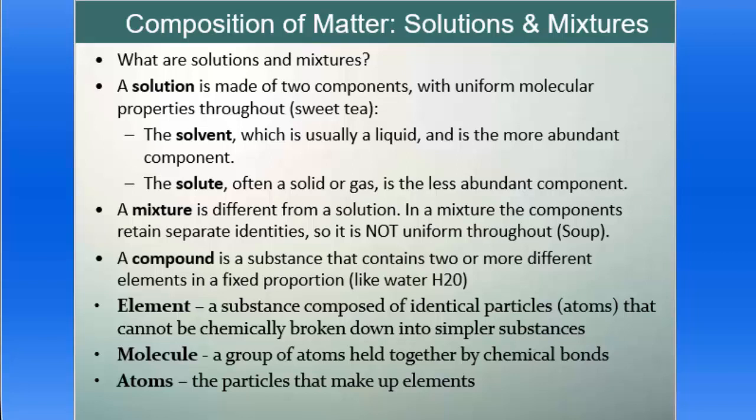A compound is a substance that contains two or more different elements in a very fixed proportion, like H2O. We have two hydrogen atoms, one oxygen atom, very specific proportions, two different elements making up a compound. An element then is a substance composed of identical particles, all the same atoms. So oxygen is all oxygen atoms, and those atoms cannot be chemically broken down into smaller substances. A molecule is a group of atoms held together by chemical bonds, either ionic or covalent, and atoms are the particles that make up elements.